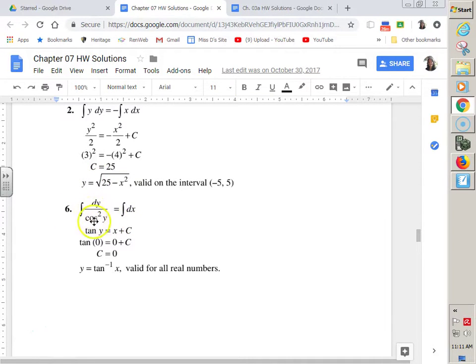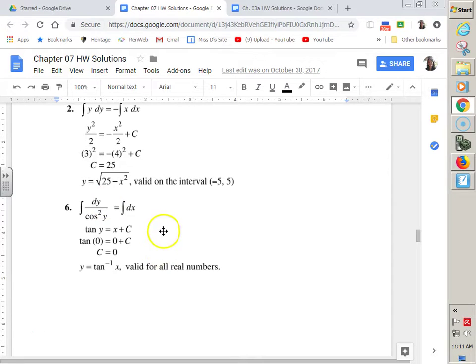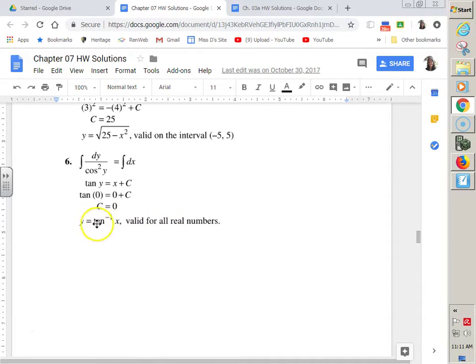Number 6, what do you have to do to the cosine squared? Yeah, 1 over cosine squared is secant squared. Aha! That has an integral of tangent. Tricky, tricky. Tangent inverse, but, oh, we had to get y by itself. Well, make sure you know how to.